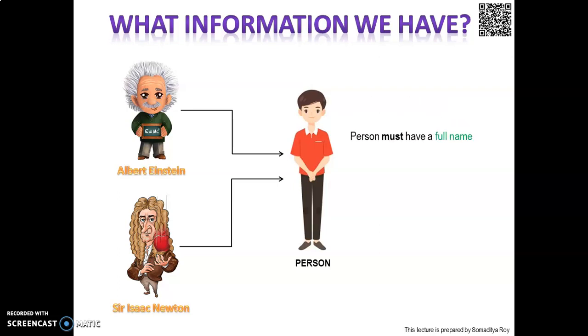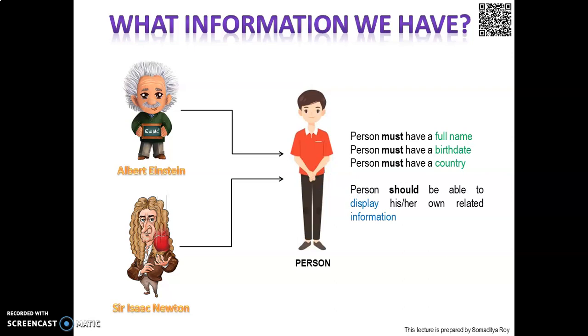Well, a person must have a name, a birth date, and a country. Without these three properties or attributes, we can't even imagine a person. Also, a person can share or display the information whichever he or she wants to.